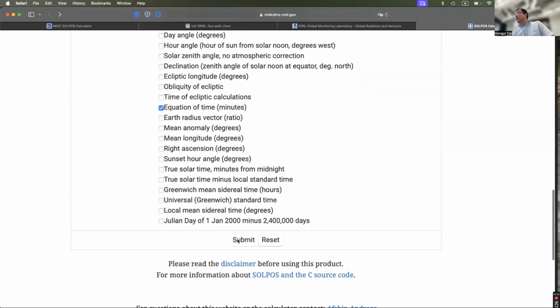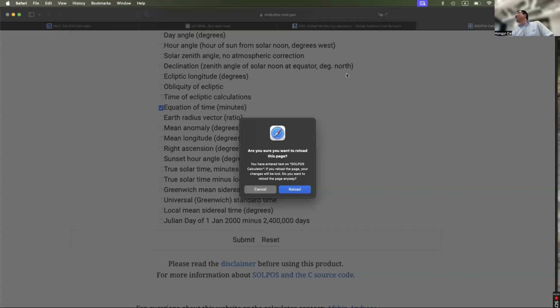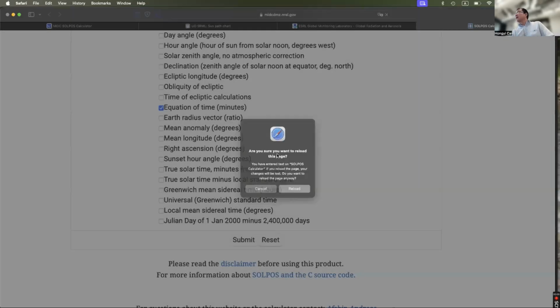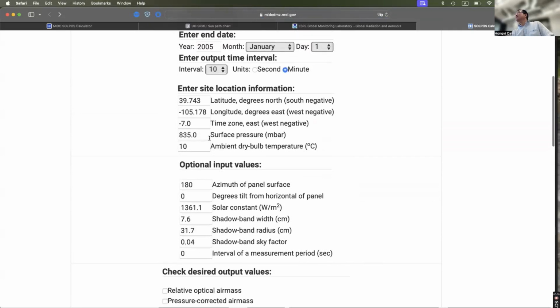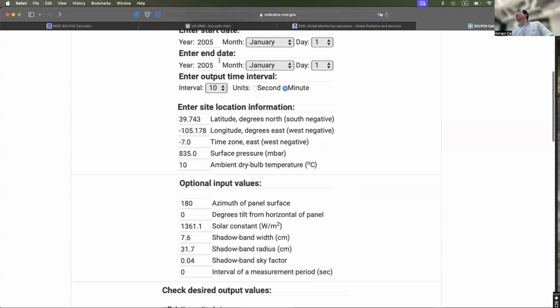I have no idea what happened. Let me reload the page. Okay. Maybe something is wrong with it. Let me change it back. So do one more time.